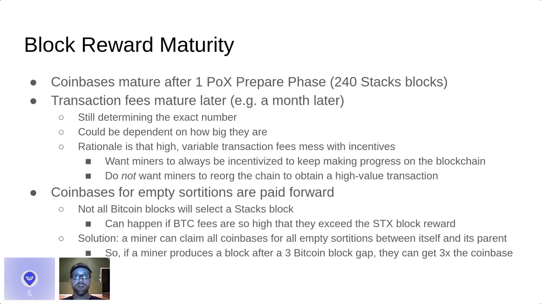So it's to our advantage to try to make it so that at least high value transactions are unlocked later, because what it does is it creates a time discount for the monetary worth of those Stacks tokens, which in turn encourages miners to keep making progress on the blockchain in order to actually see that value. Because what we don't want is for miners to try to reorg the chain, fighting over high value transactions.